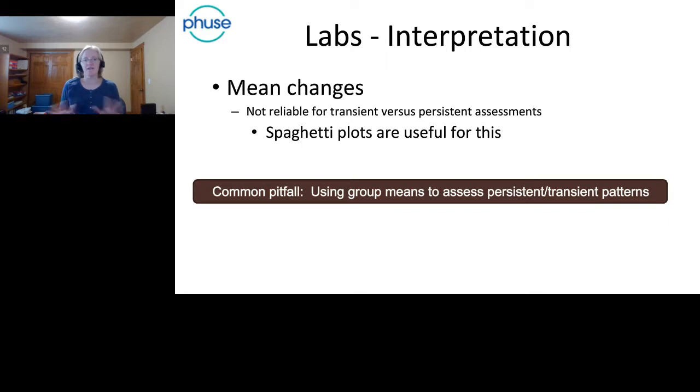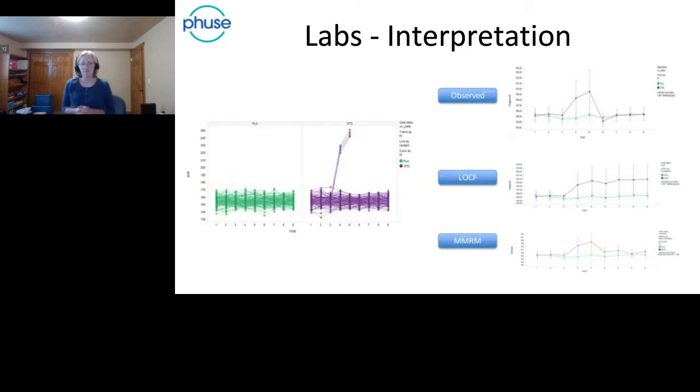I suppose it's reliable if you're lucky enough to have nobody drop out of your trial. But for trials in which we have patients who drop out, it actually is a very unreliable way to assess transient and persistent patterns. Here's an example of that. This is an extreme example. We have placebo in green that just has normal changes, all staying within a range. Nobody's changing by a whole lot. And then we have a drug group in purple that has some patients who go crazy. A few patients have a super high value and then they drop out. You can see you don't have any more dots after they dropped out. So they had a super high value and then they dropped out.